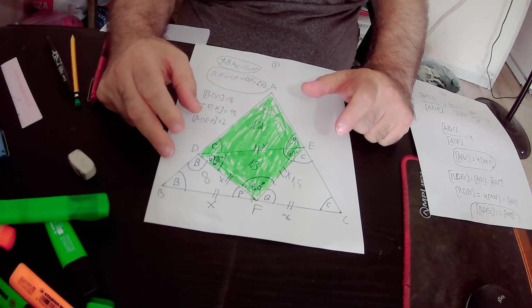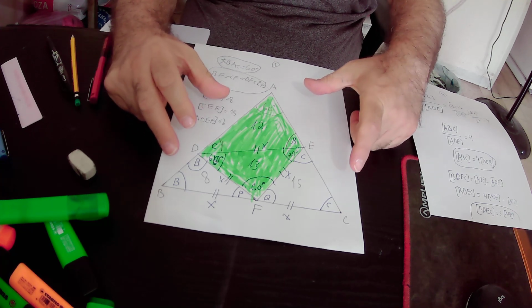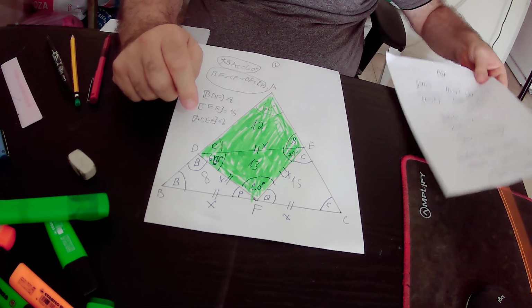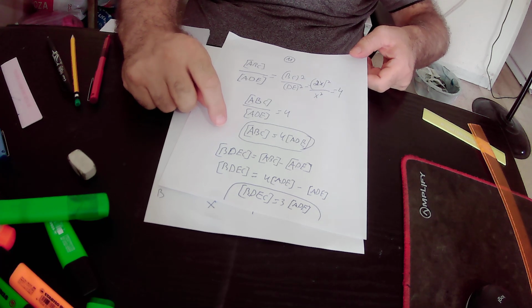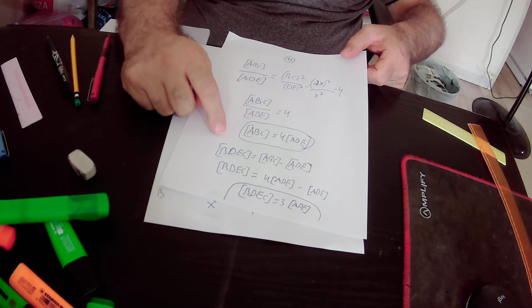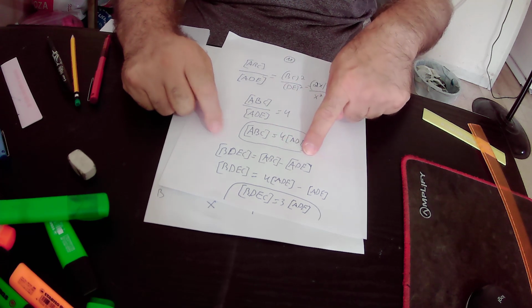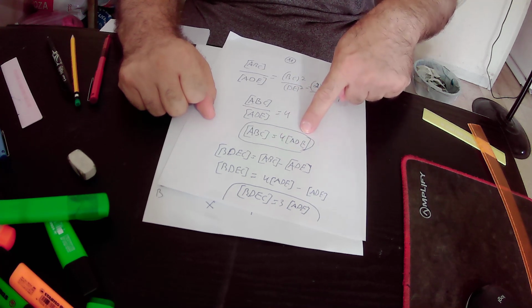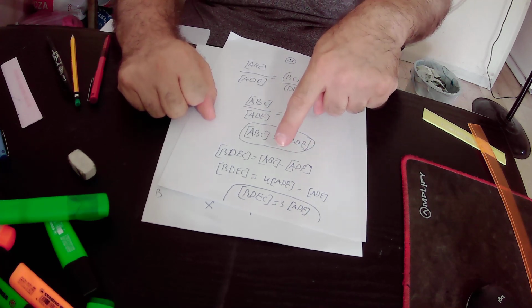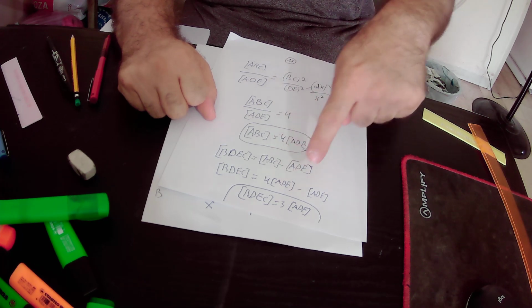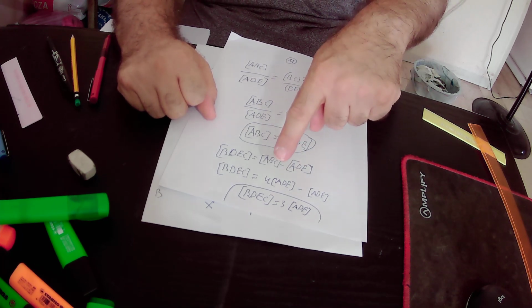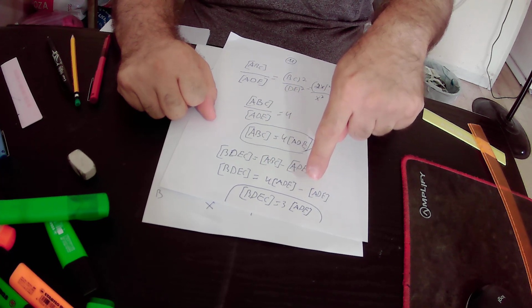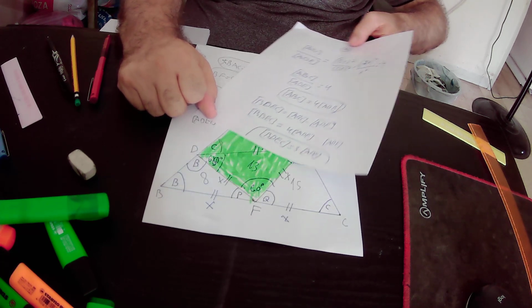The area of quadrilateral DBEC equals the area of triangle ABC minus the area of triangle ADE. But we know that the area of triangle ABC equals 4 times the area of triangle ADE. So we can substitute the area of triangle ABC by 4 times the area of triangle ADE. So we got that the area of quadrilateral BDEC equals 3 times the area of triangle ADE. It is 3 times bigger than triangle ADE.